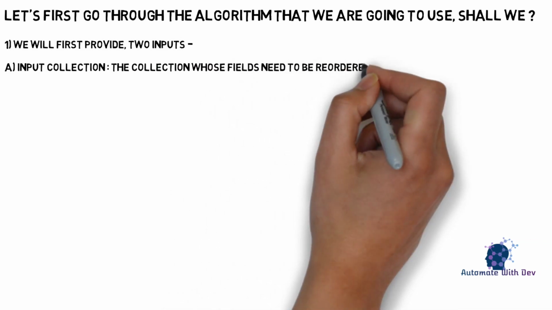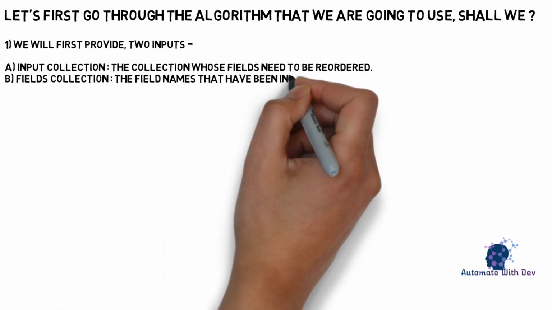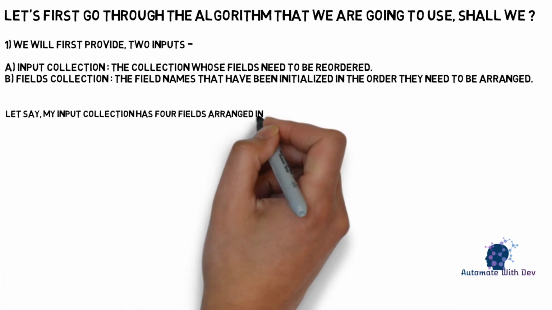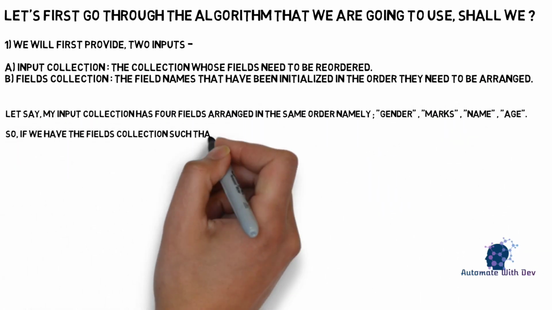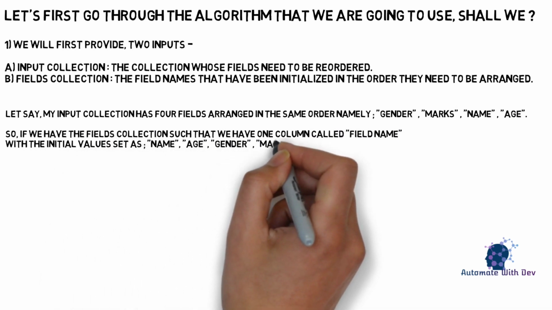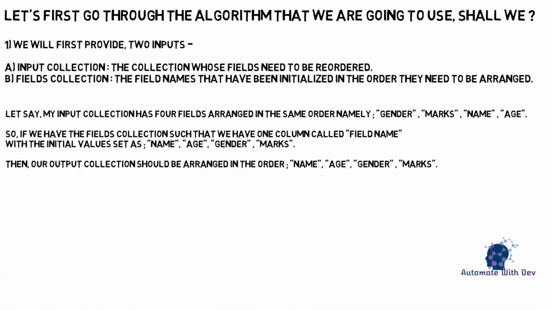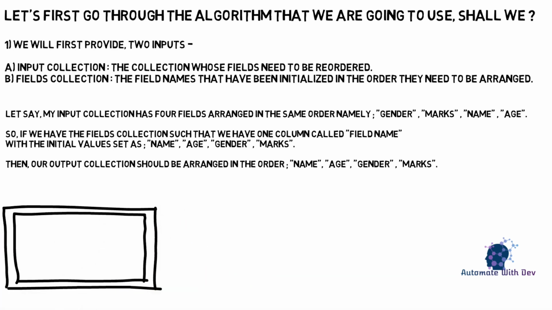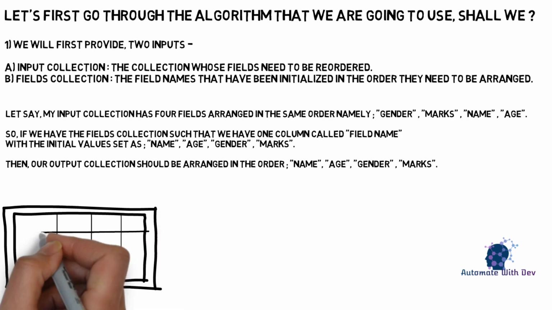We will first provide two inputs. First is the input collection, the collection whose fields need to be reordered, and the second is the fields collection, the field names that have been initialized in the order they need to be arranged. Let's say my input collection has 4 fields arranged in the order gender, marks, name and age, and we have a fields collection such that it has only one column, field name. It has some initial values such as name, age, gender and marks. Then our output collection should be arranged in a similar order to that of the fields collection, that is name, age, gender and marks. We are going to see how that happens.